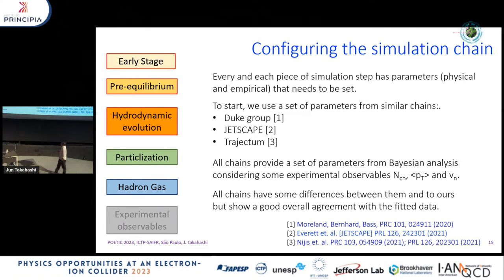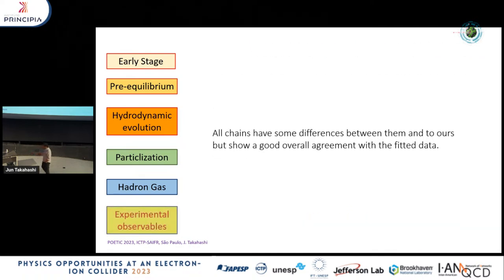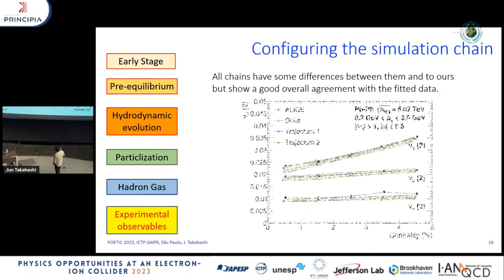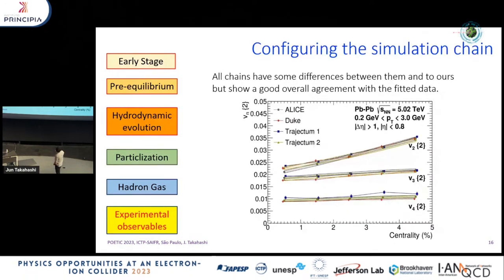And like I said, the chains from these other groups all have differences between each other. Some of them have different approaches to the equation of state or this or that. Ours is one of the few that has actually a pre-equilibrium phase inserted into the chain. So once you have all this, we actually tested the configuration. This is one observable called vn: v2, v3, and v4.